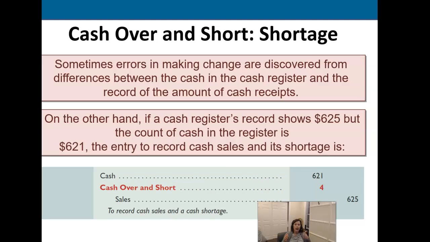Here is the flip side and the more common scenario where we've got a cash shortage. And so we've got sales of one amount, but cash not quite adding up to that, and we've got to be able to close that loop and make sure that our transaction balances. So here we would have a debit to the cash over and short account.